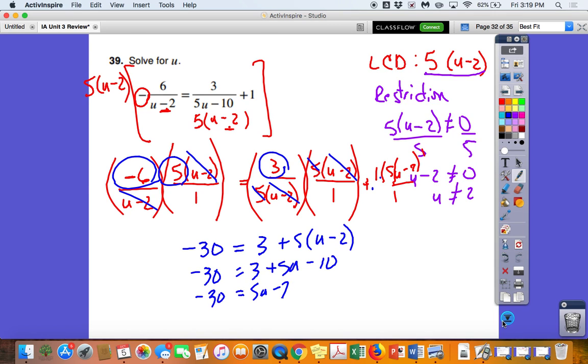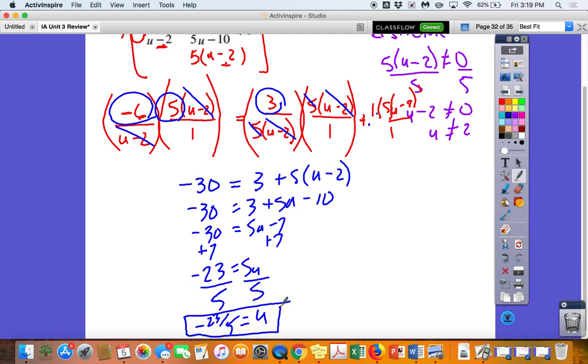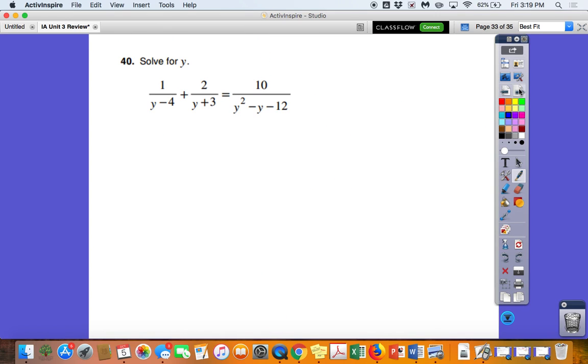Let's bump this up. Okay, add 7. If you do that, we got negative 23. It's a nice little prime number. You can't do anything with that. That's negative 23 over 5. Is that restricted? No, the only thing restricted was a 2, so this is good. Get it and move on.